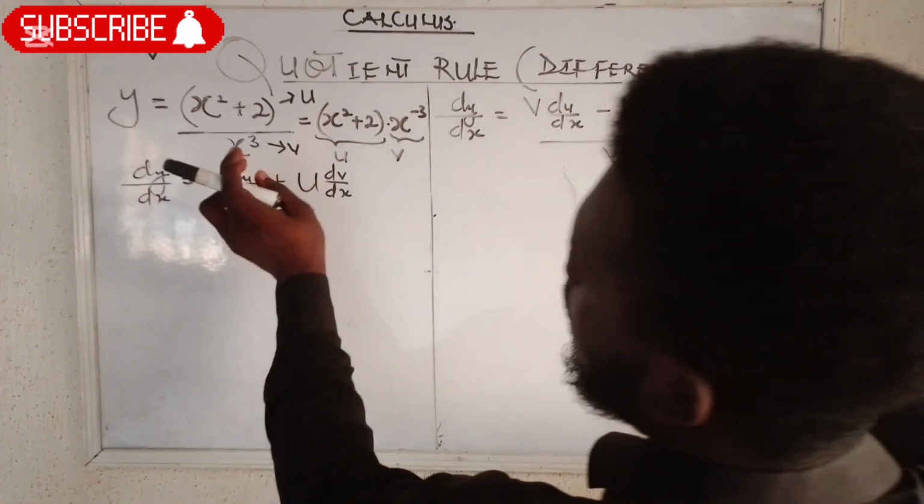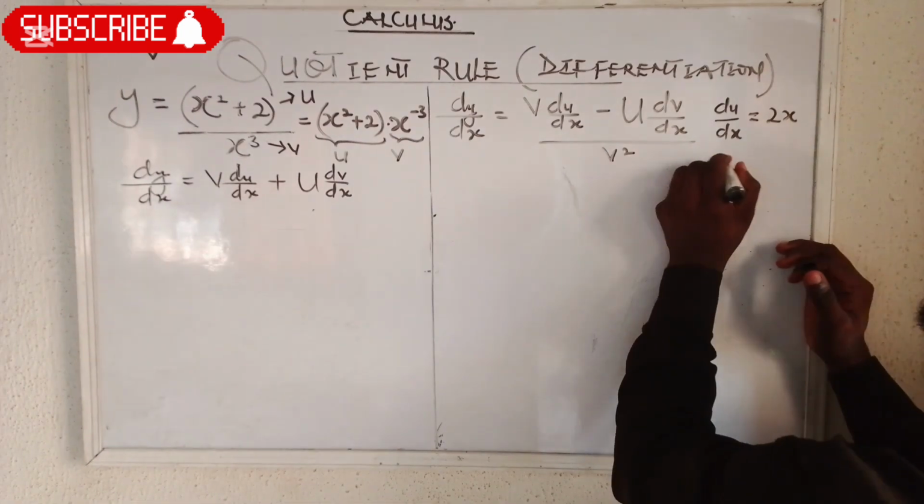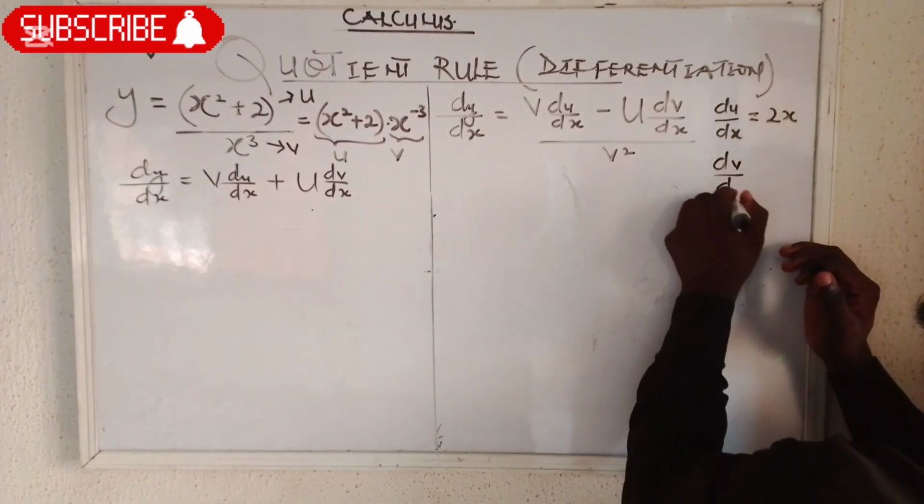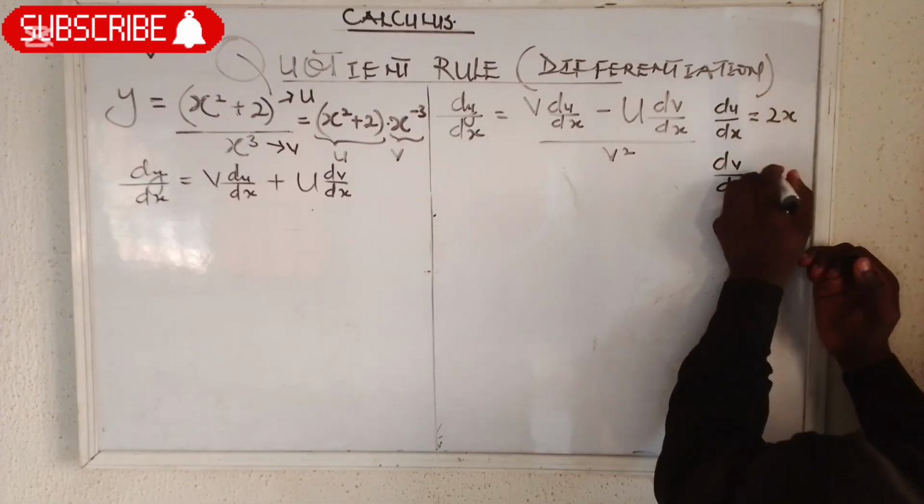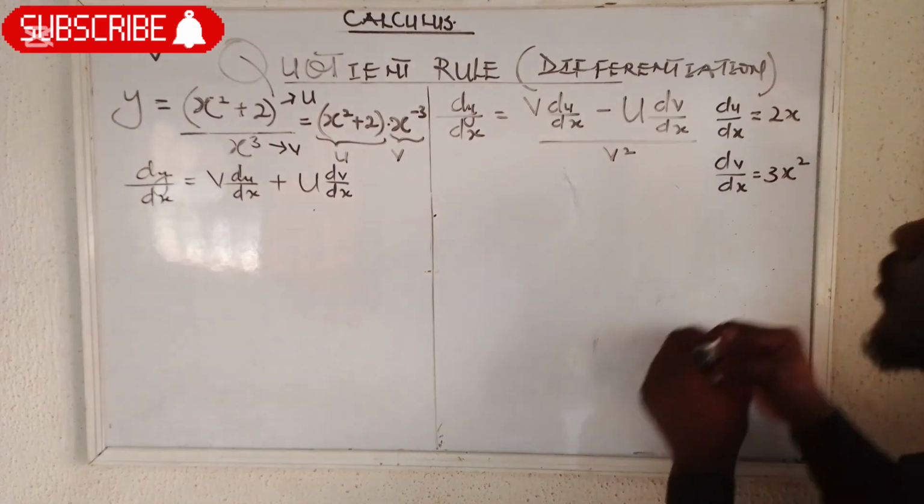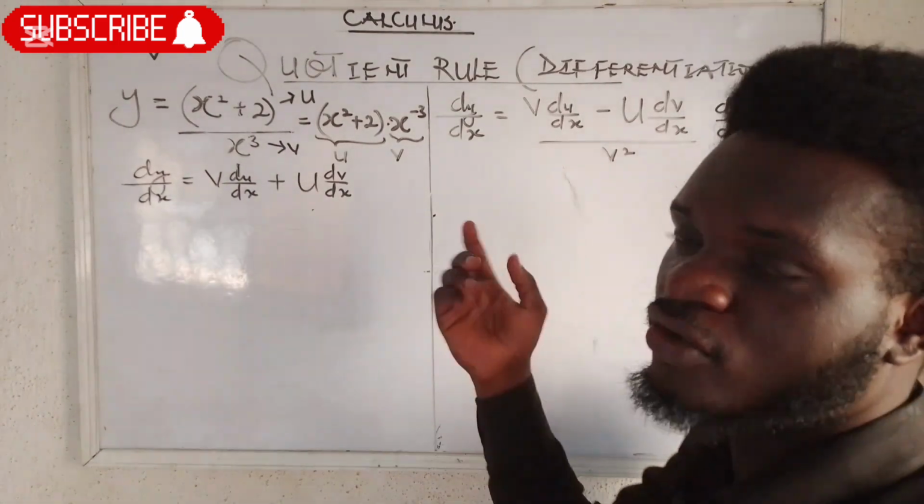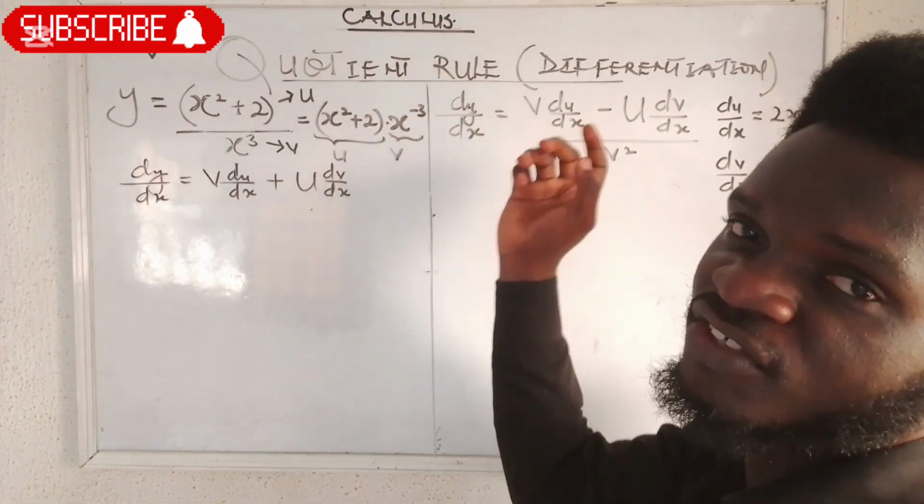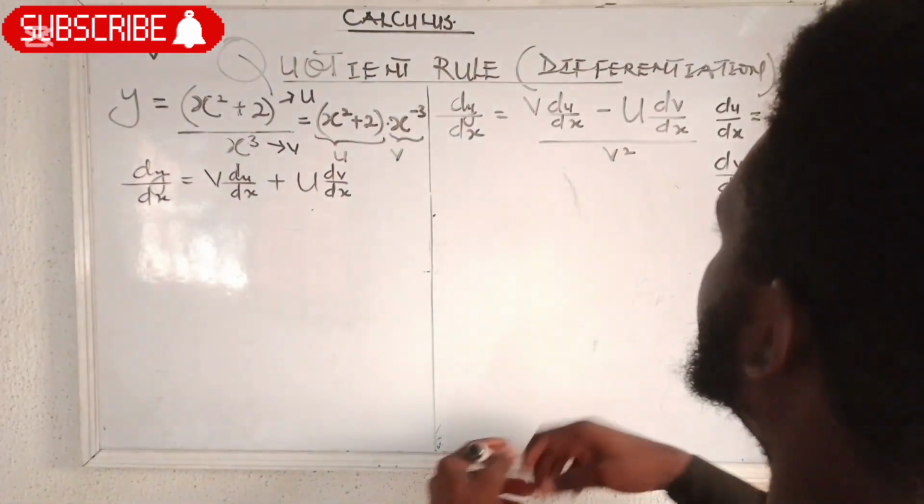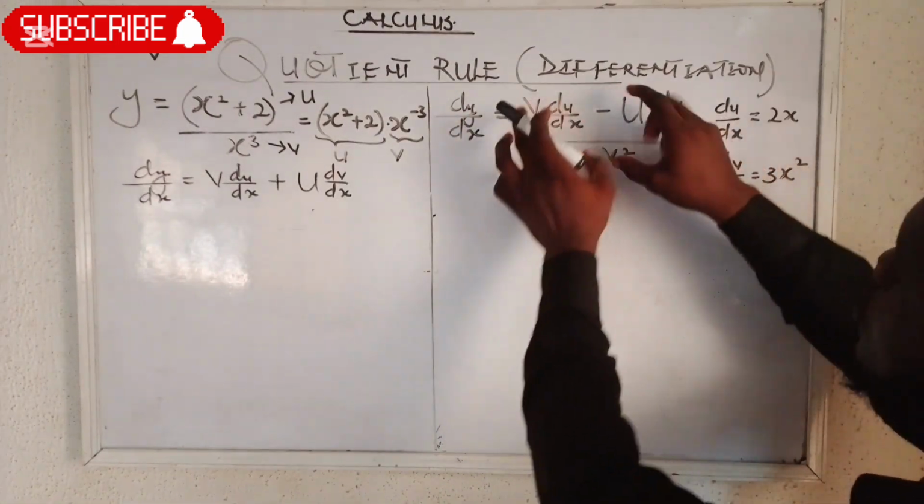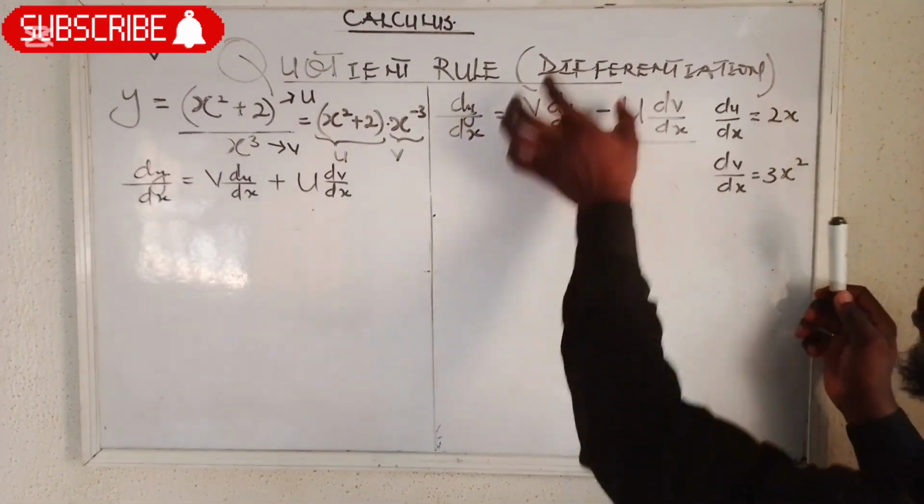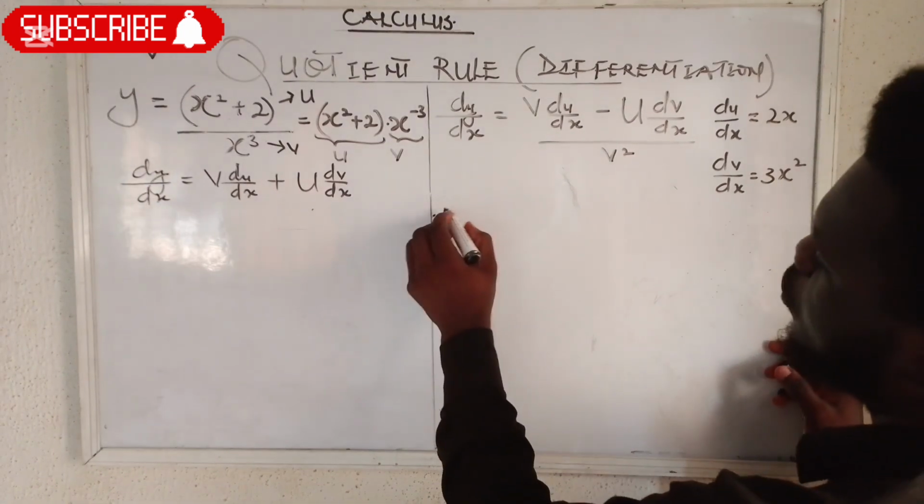The same applies with v. So dv/dx is going to be 3x squared, following that same procedure. Check my video tagged techniques in differentiation and you will understand what I'm doing here. So now we're going to plug all these values into this formula, the quotient formula.